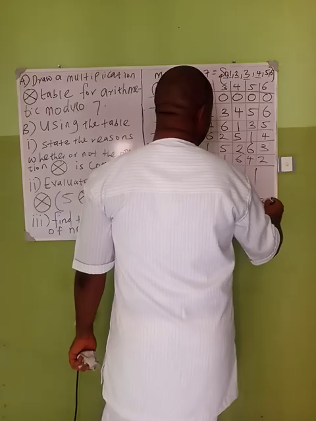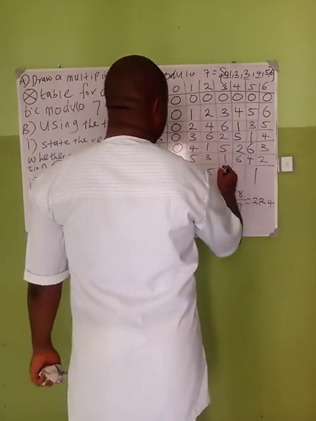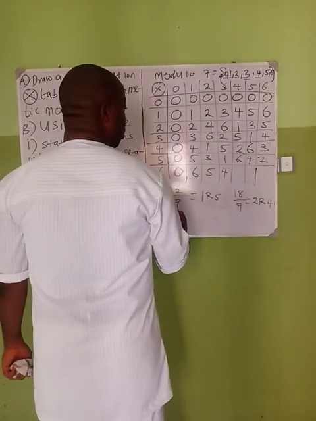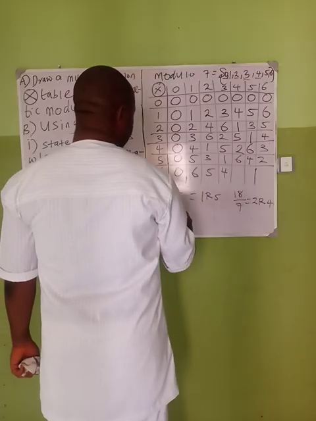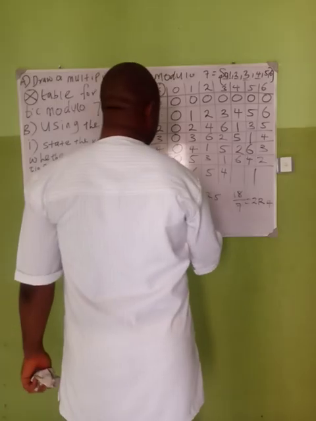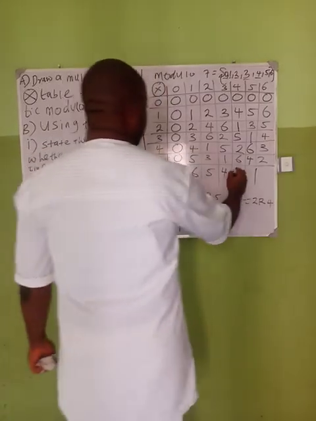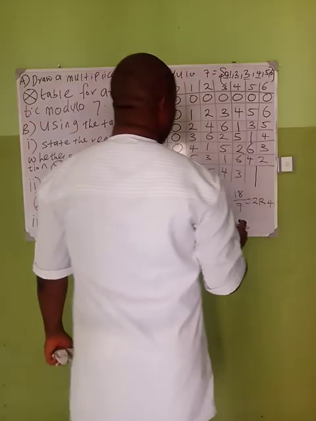No, 2 remainder 4. Yeah, because 14 plus 4 will give you 18. So 4. And then we have 6 times 4 now, which is 24 divided by 7. This will give us 3 remainder 3. 21 plus 3 definitely 24, so remainder 3. We still have 2 more columns to go.